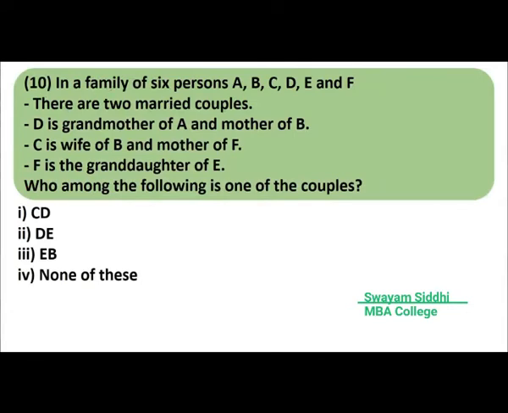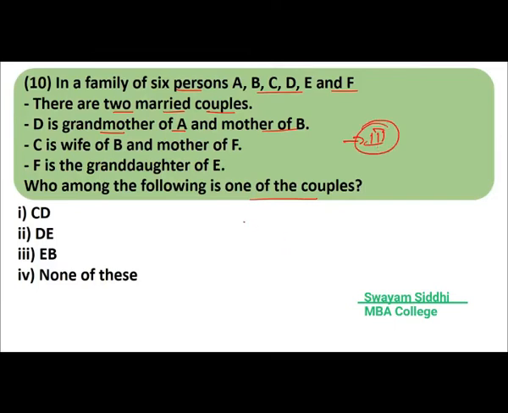Question number 10. In a family of 6 persons, A, B, C, D, E and F, there are 2 married couples. D is grandmother of A and mother of B. C is wife of B and mother of F. F is the granddaughter of E. Who among the following is one of the couples? Okay, so they have given us 4 options. This is type 3. Let us start constructing the diagram.